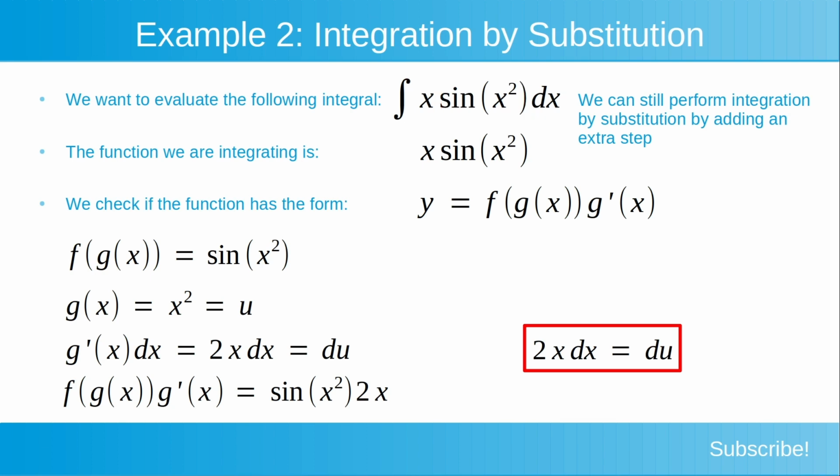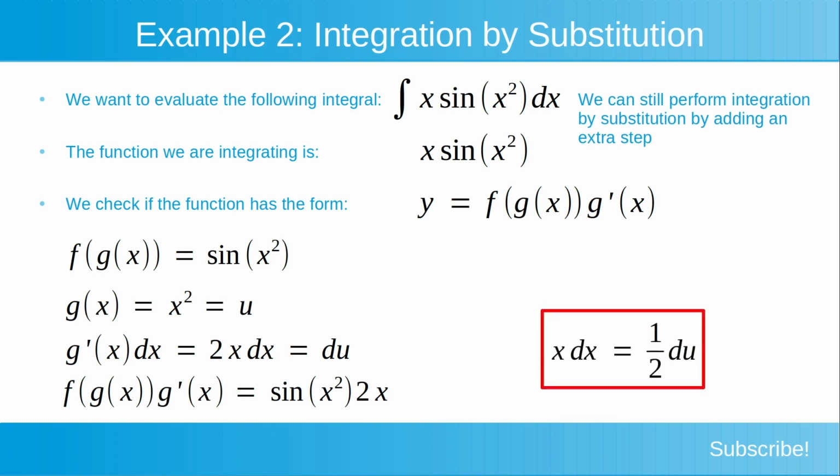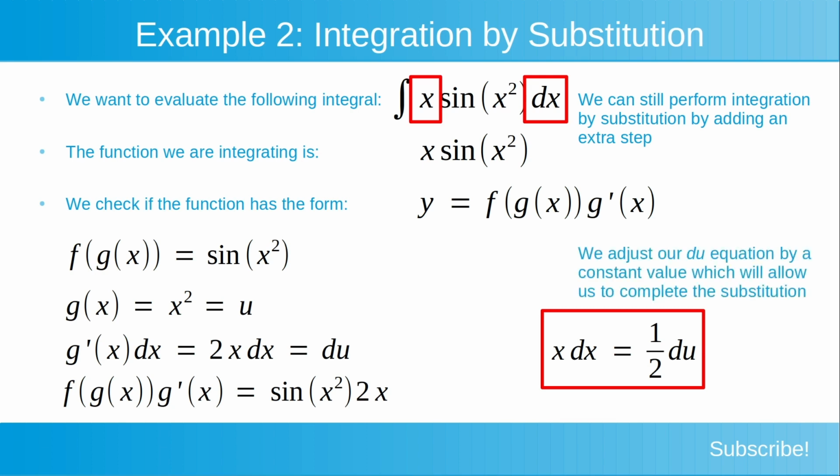Now, we can do that using our equation at the bottom right hand side of the screen by dividing on both sides of the equal sign by 2. When we do that, we get that x dx is equal to 1/2 du. And this we can substitute into the function that we want to integrate. We can substitute 1/2 du for x dx in our integral. So to summarize our extra step, we adjust our du equation by a constant value, which will allow us to complete this substitution.